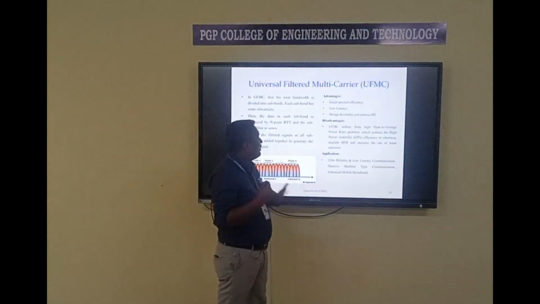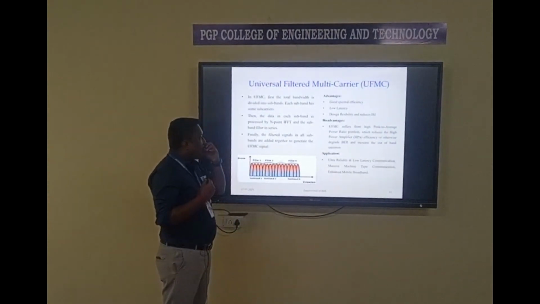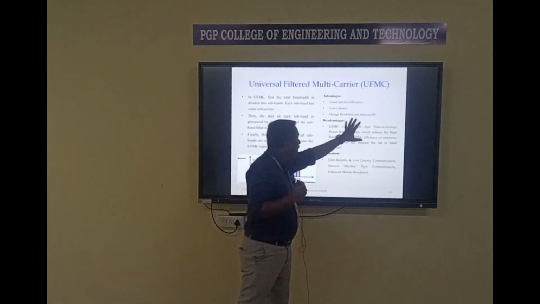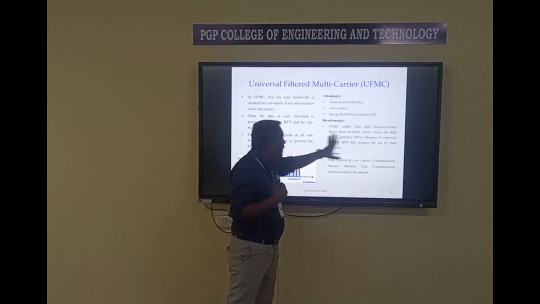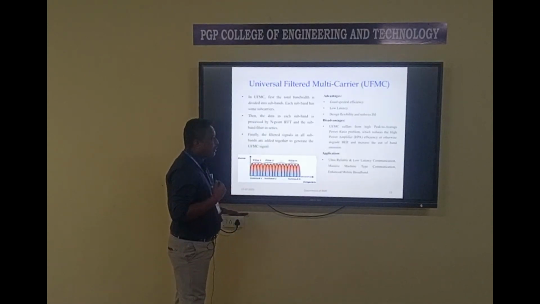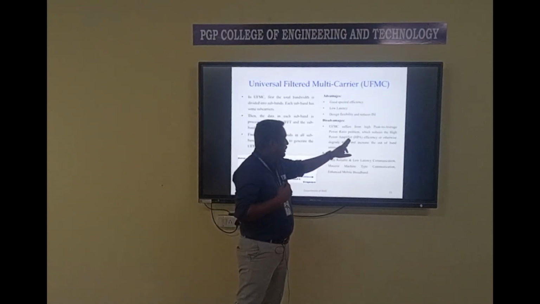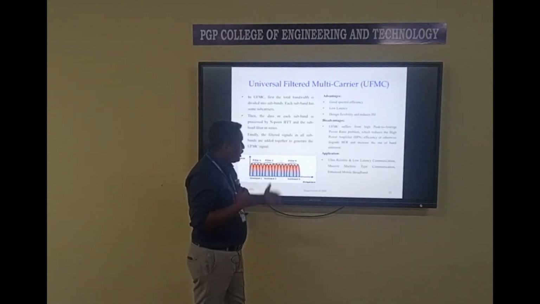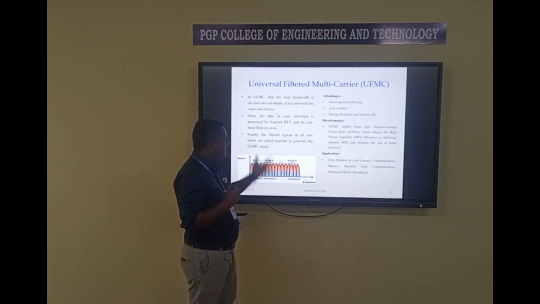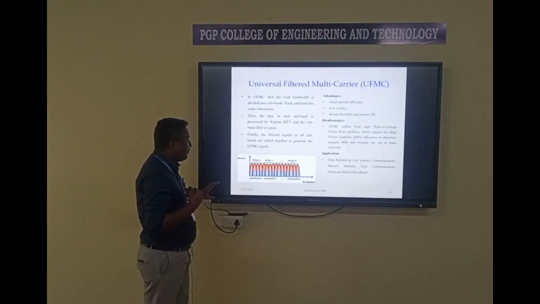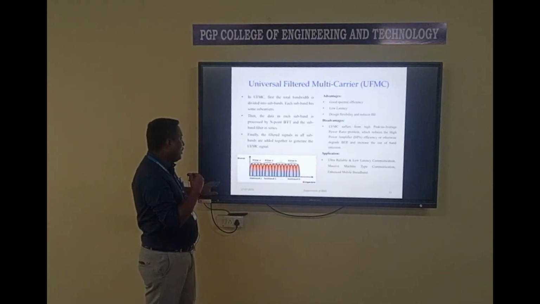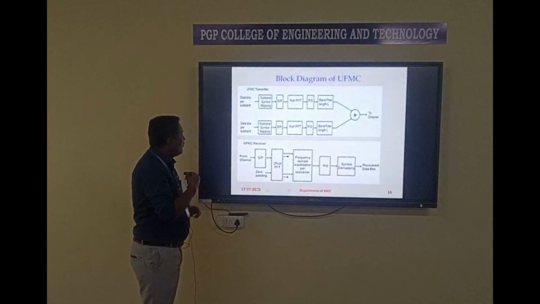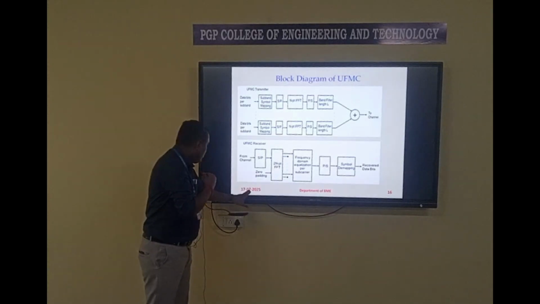And also here there is minimum delay, that is called low latency, and also flexibility, and reduced interference. The disadvantage of this system is only the high peak to average power ratio problem. Once it occurs in the high power amplifier, the amplifier degrades the bit error rate and also increases the out-of-band emission. So many things will happen. Some applications are ultra reliable low latency communication, M2M communication, and enhanced mobile broadband, and many applications are there in the UFMC system. This is a general diagram of the UFMC system.